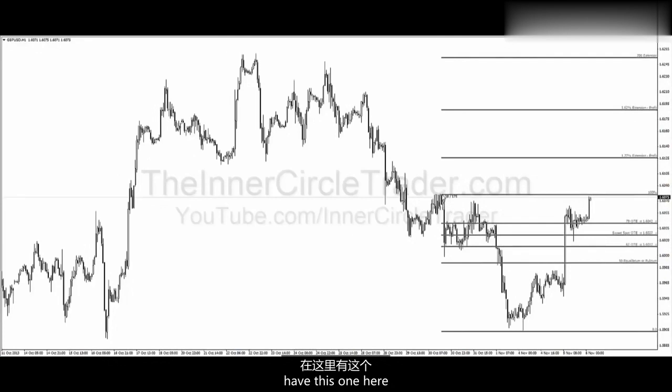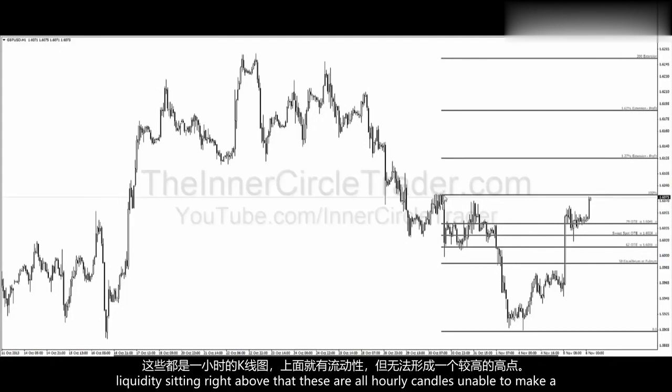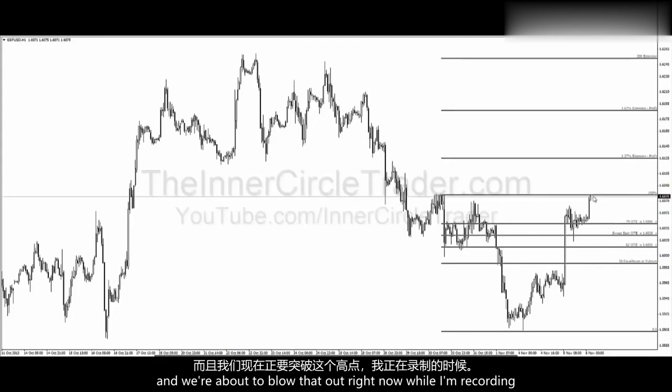And then you have this one here. And there's a lot of liquidity sitting right above that. These are all hourly candles, unable to make a higher high in here. And we're about to blow that out right now while I'm recording. And then the 127 resides up there.